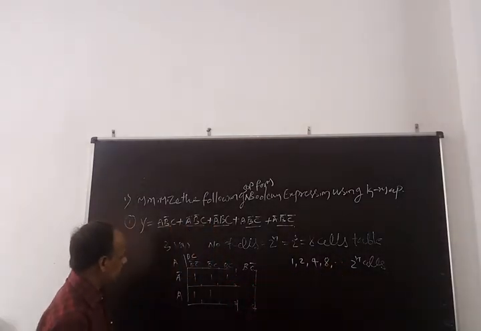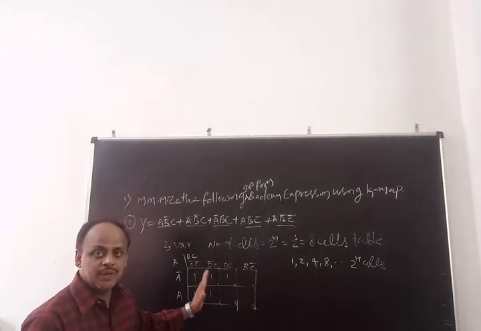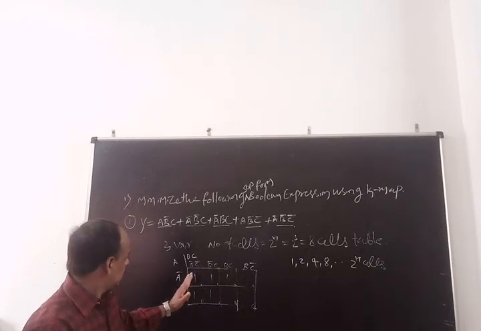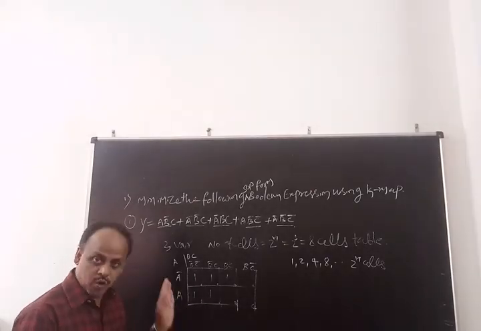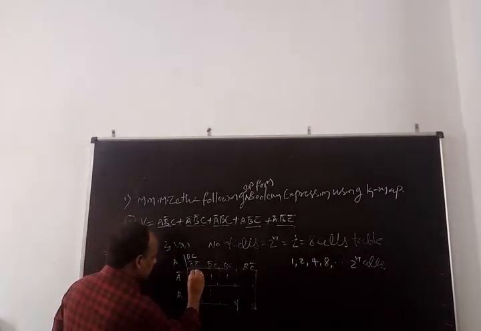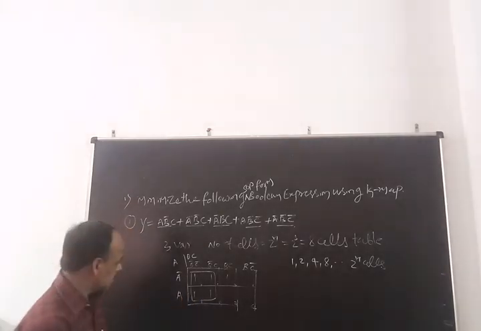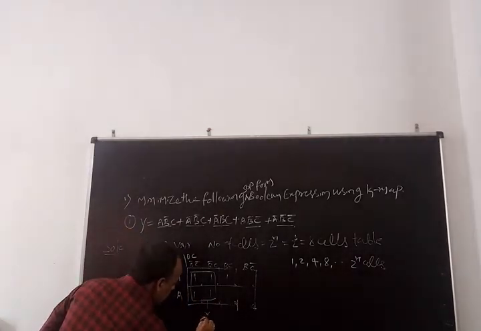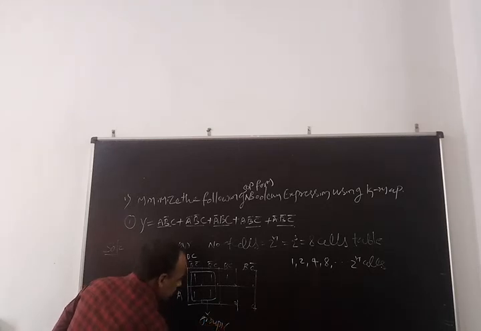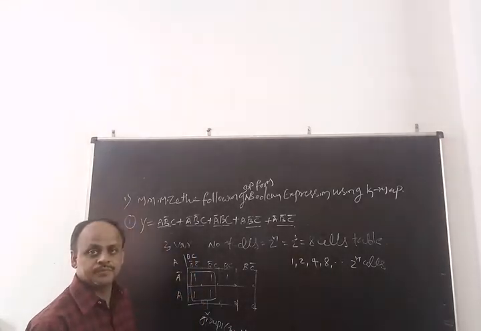So here, observe first whether 8 ones are there, means octet is possible. No, 8 ones are not there, octet is not possible. 4 ones are there, quad is possible. Check it here. Yes, quad is possible because 4 ones are available here. So this is called group 1. Name is quad 1. Quad means collection of 4 ones.